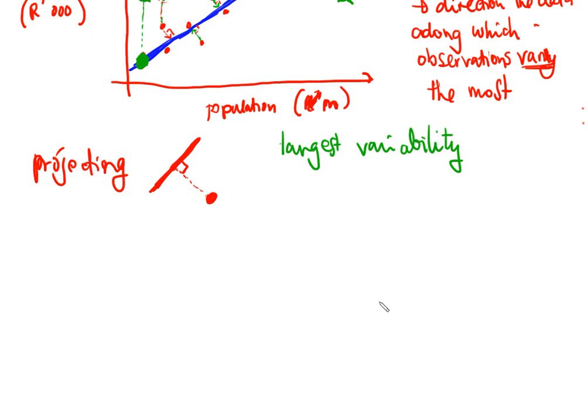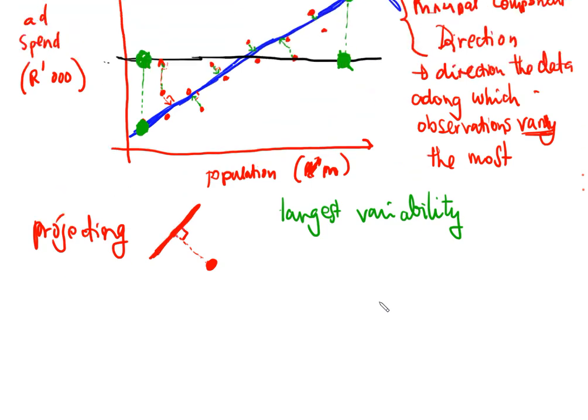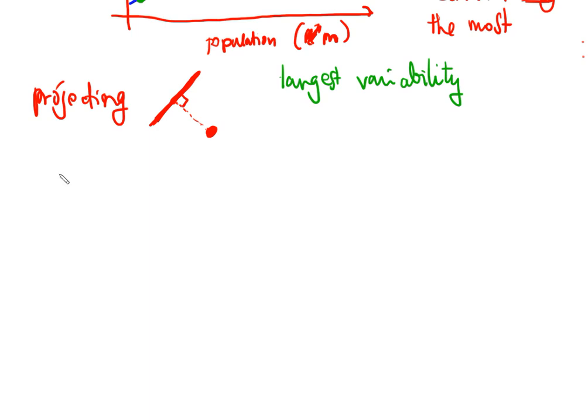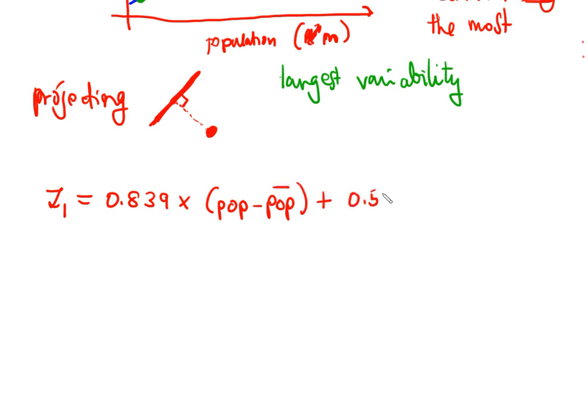So that is the blue line. Let's just say the blue line can be rewritten as Z1 equals 0.83 times pop minus pop bar, plus 0.544 times add minus add bar. If you remember, we're looking for our phi's, right? We're going to see how these values are attained. I'm going to explain something here: these bars are the mean. This is the mean of the population, and this is the mean for the ad spend.